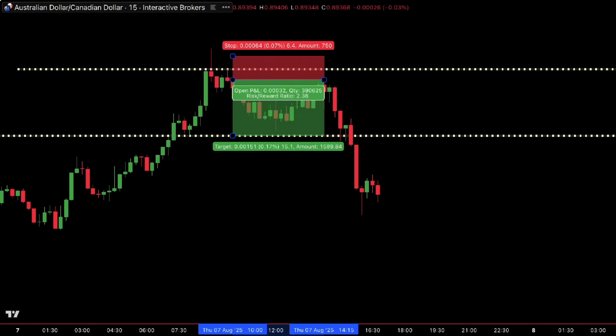Price slides straight down into our target, delivering a clean 2-to-1 reward-to-risk ratio. That's the power of candle range theory in action. It gives you a simple framework to spot manipulation and align yourself with the real move.